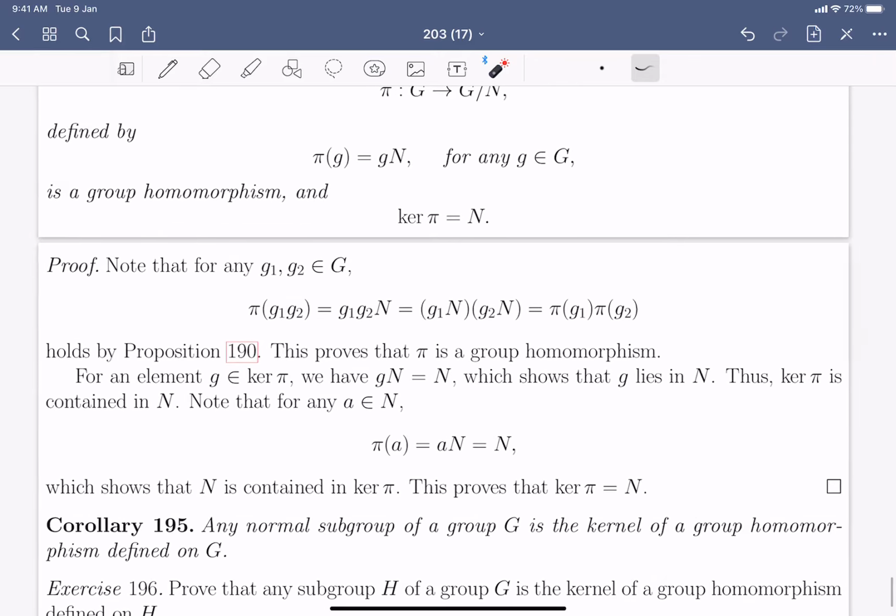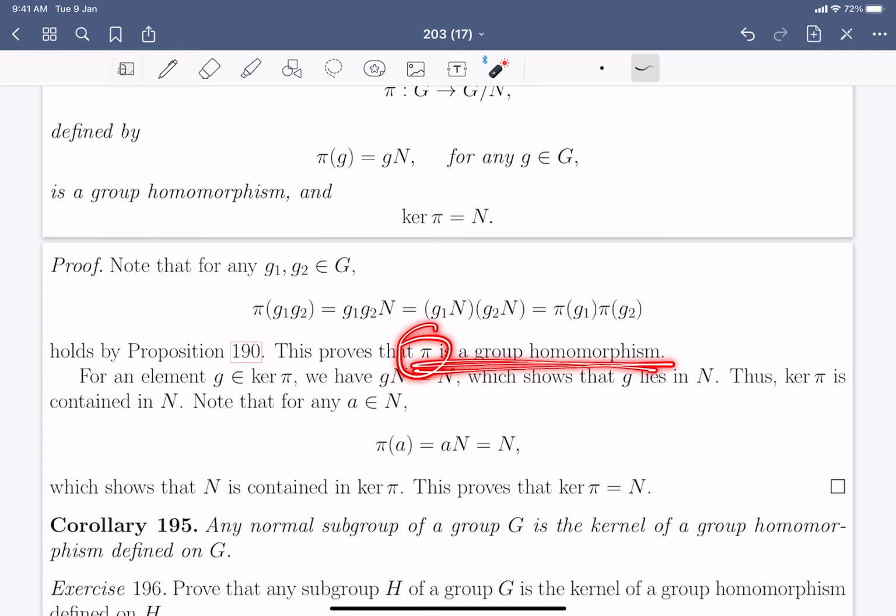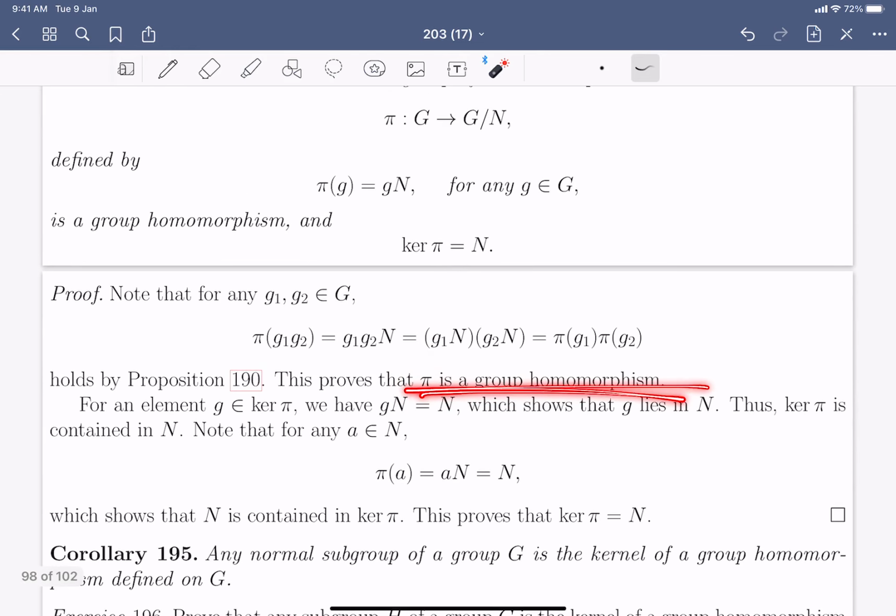Just give me a moment. Yeah, so this proves that this map pi, as we have defined it, is a group homomorphism. Okay, and now we're going to show that its kernel is equal to N.